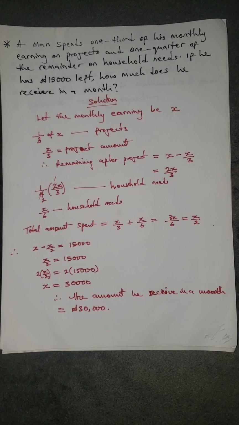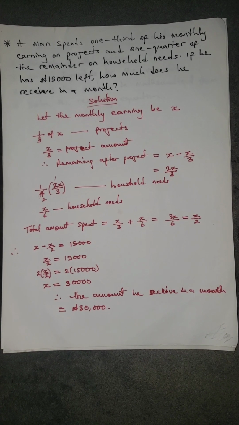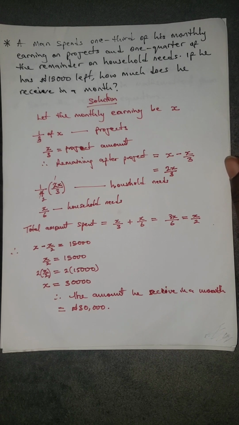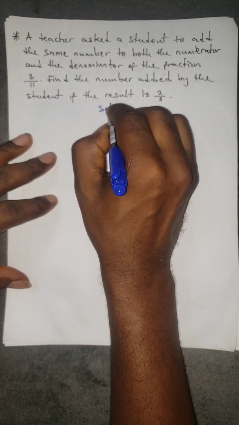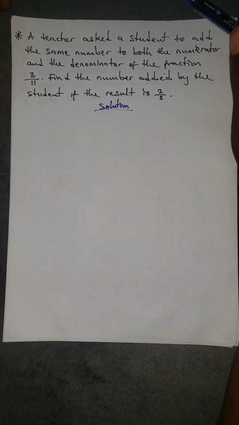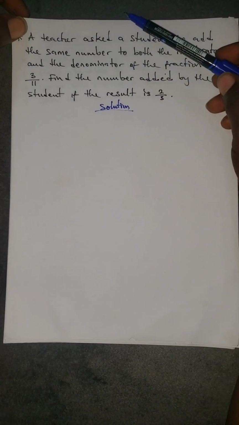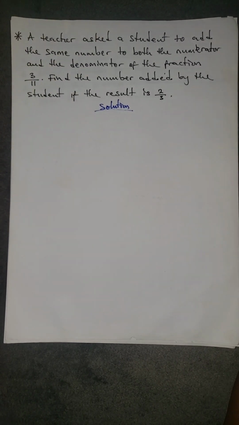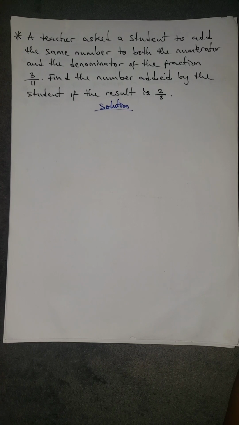So we are going to still look at more different kinds of problems. We are going to see problems leading to linear equations. So this is another kind of problem. Let's write out our solution. This problem is a word problem that is going to lead to a linear equation. It says that a teacher asked a student to add the same number to both the numerator and the denominator of the fraction 3 over 11. Find the number added by the student if the result is 2 over 3.